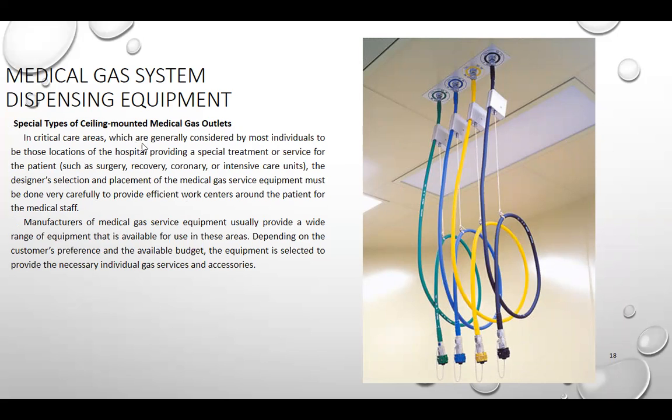In critical care areas, which are generally considered by most individuals to be those locations of a hospital providing a special treatment or service for the patient, such as surgery, recovery, coronary, or intensive care unit, the designer selection and placement of the medical gas service equipment must be done very carefully to provide an efficient work center around the patient for the medical staff. Manufacturers of medical gas service equipment usually provide a wide range of equipment that is available for use in this area, depending on the customer's preference and available budget. The equipment is selected to provide the necessary individual gas services and accessories.